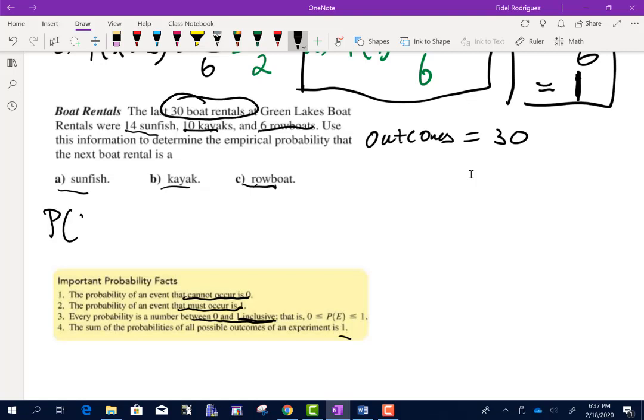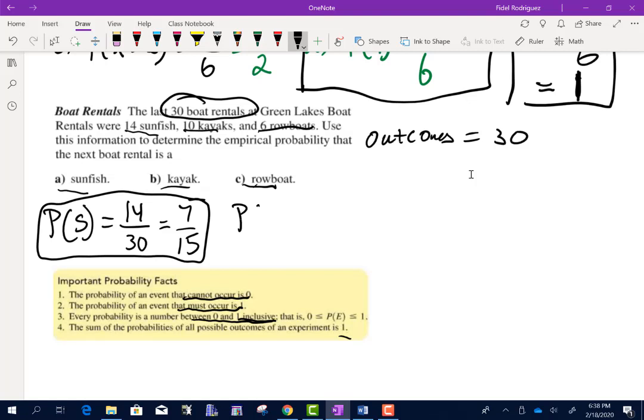So part A, what's the probability that we're going to get a sunfish? Well, out of the 30 boats that we rented, 14 of them were sunfish. Guys, I'm just going to reduce my fraction by dividing them both by 2. 7 over 15. Okay.